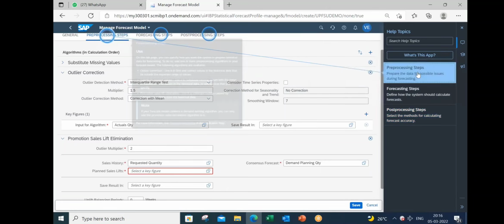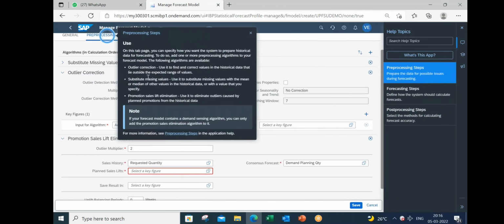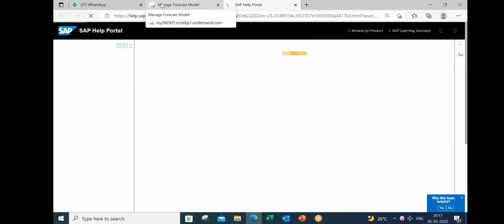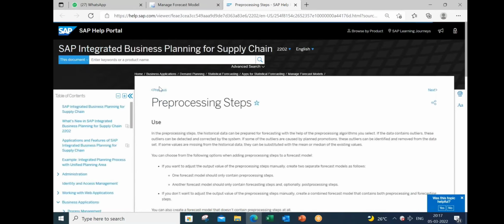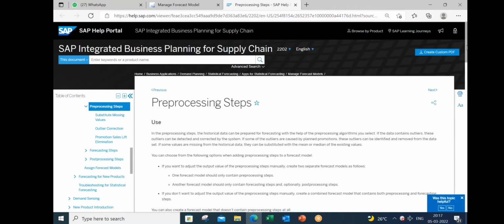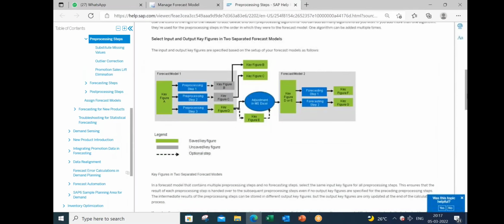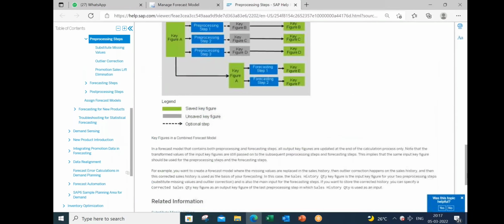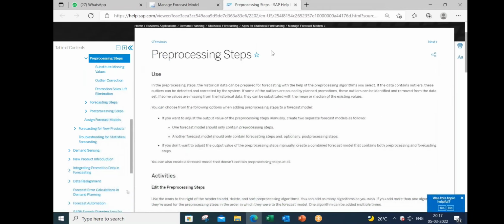Yes. So it will tell what outlier correction is, what substitute missing alias is, what promotional sales lift elimination is. Like that, it is telling you a little. If you want detailed information, you can click this. It will take you to SAP help, and here you have more information. They have given a lot of information here from SAP help. So SAP help is always there.